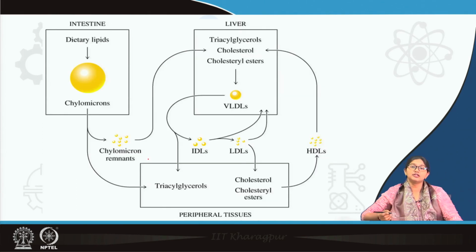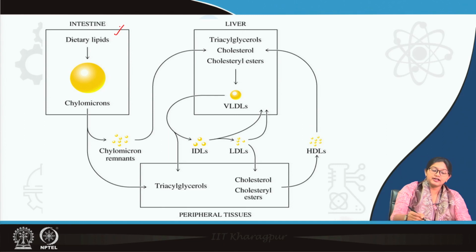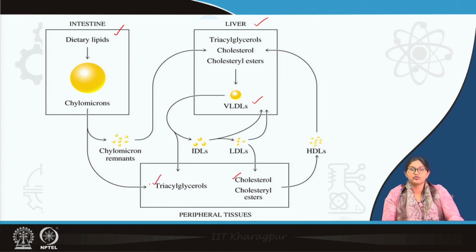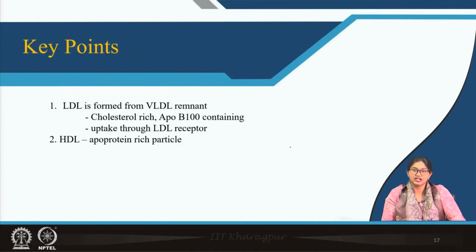So this is how dietary lipid in the form of chylomicron, and endogenous lipid in the form of VLDL, are circulated, which is important for delivering cholesterol and triacylglycerol to peripheral tissues, and this is helped in their formation by the HDL molecule.